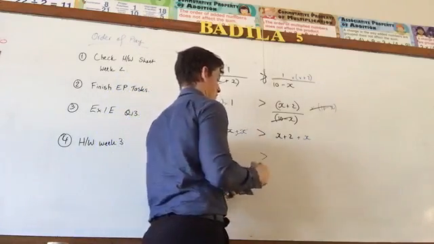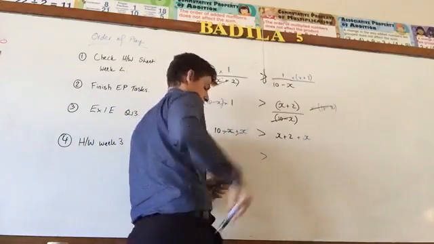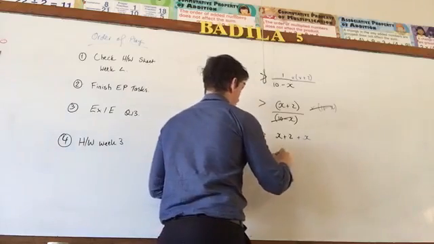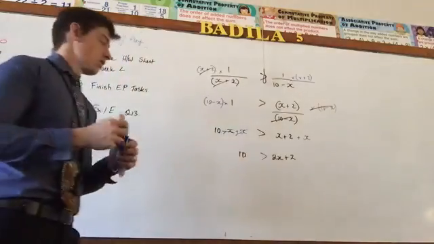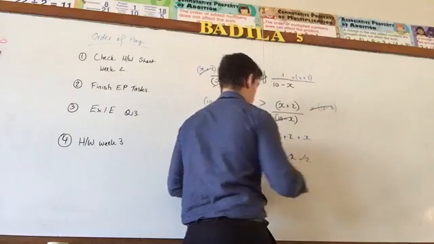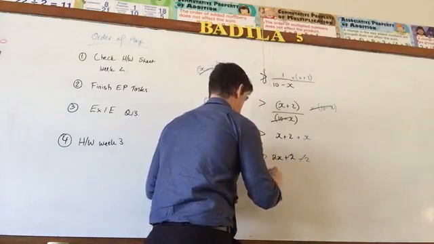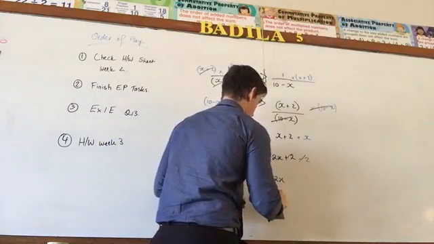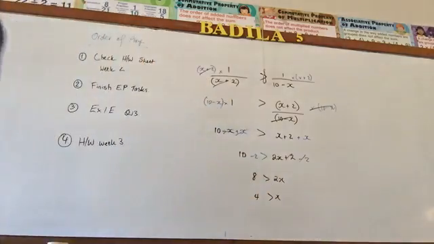10 is greater than 2x plus 2. What do I do now? Riley? Take away 2 from the right and left. I'm left with 8 is greater than 2x. x is greater than 4. Very good. Sweet.